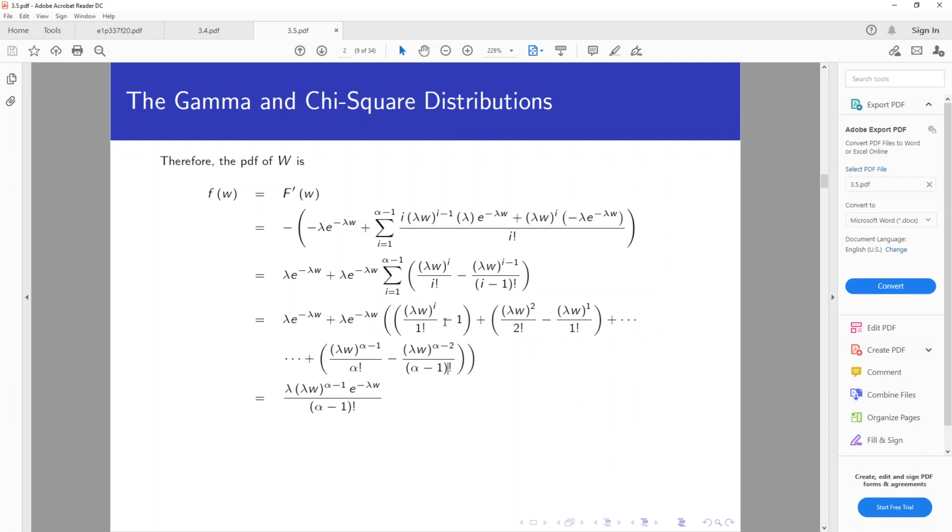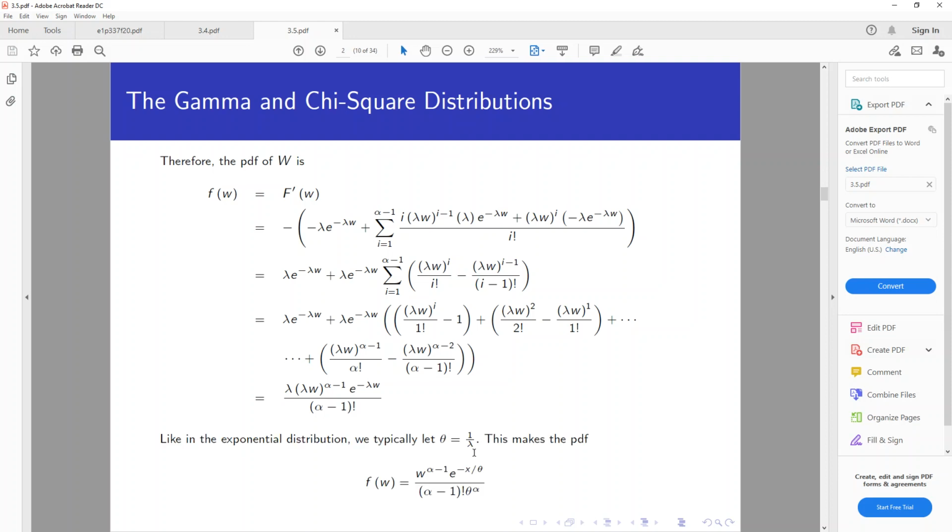Oh, and also notice one more thing. This minus 1 here gets multiplied by this lambda e to the minus lambda w, and it'll cancel with this one out in front. So the only term that survives is this one right here, and it gets multiplied by the lambda e to the minus lambda w. So there's what we get for the PDF.